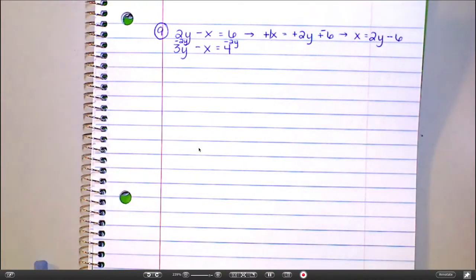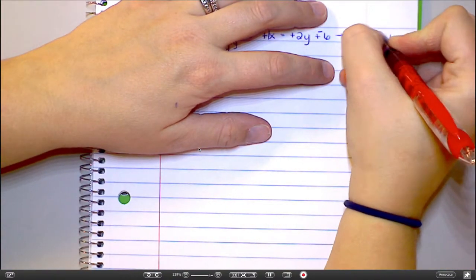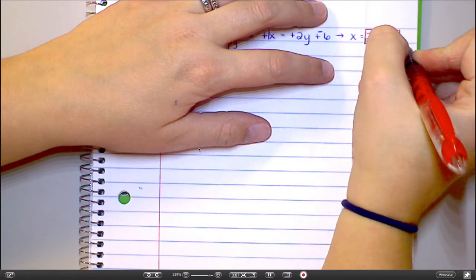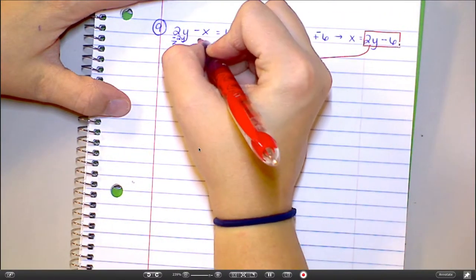Okay, that makes sense, solving for that? That was a tricky one. That was a tough one to do. Okay so far? Okay, let's take what x is equal to then. X is equal to 2y minus 6. And I'm going to put that into this equation in place of x.